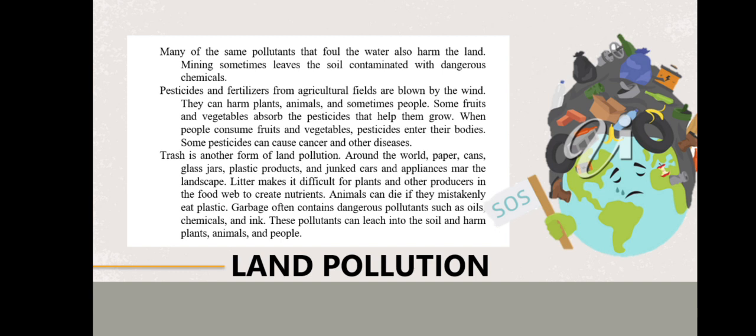So trash is another form of land pollution. So yung mga nakikita natin na garbage is a form of land pollution. Around the world, paper cans, glass jars, plastic products, and junk cars and appliances mar the landscape. Litter makes it difficult for plants and other producers in the food web to create nutrients. Animals can die if they mistakenly eat plastic.